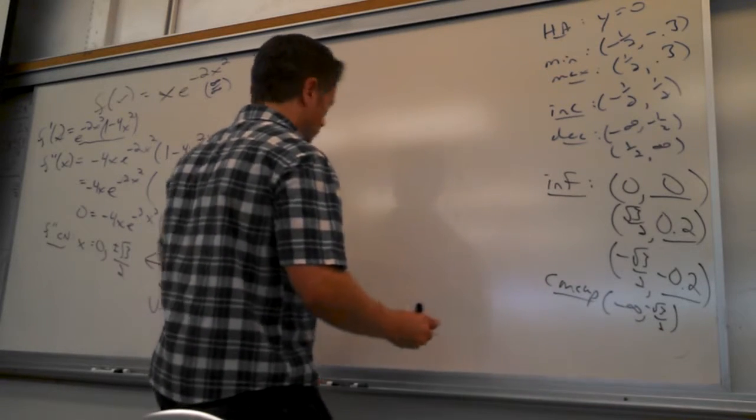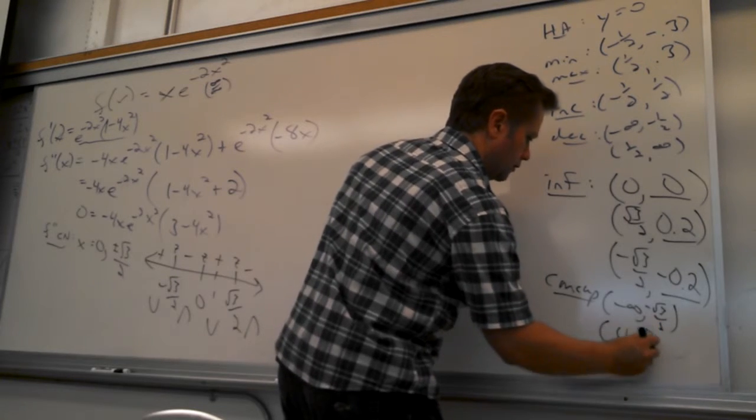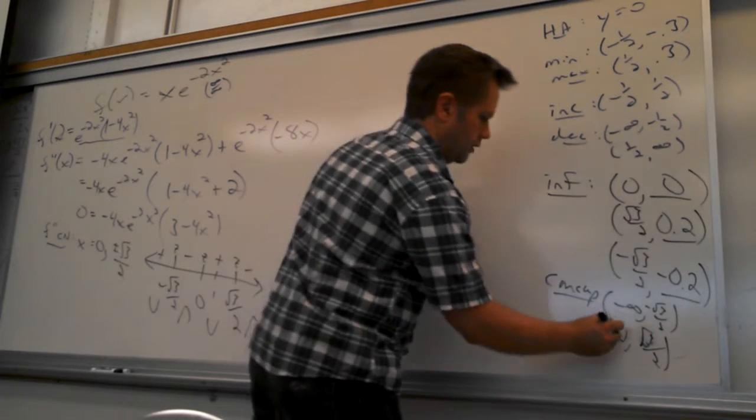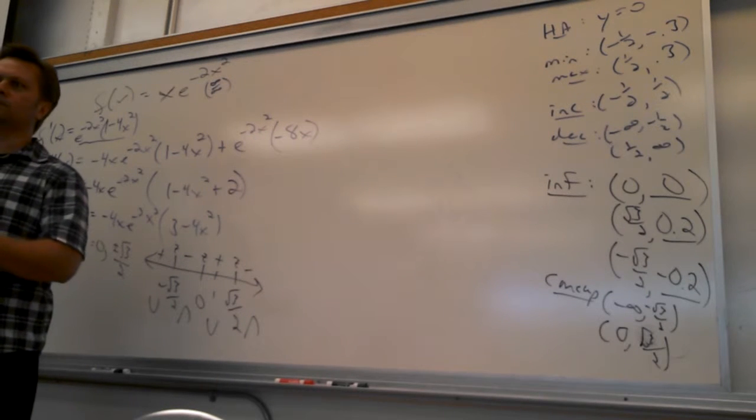And then from 0 to rad 3 over 2. Good Lord, Jeff. That was a neat rad. Rad 3 over 2. And then concave down everywhere else. Because I ran out of room.